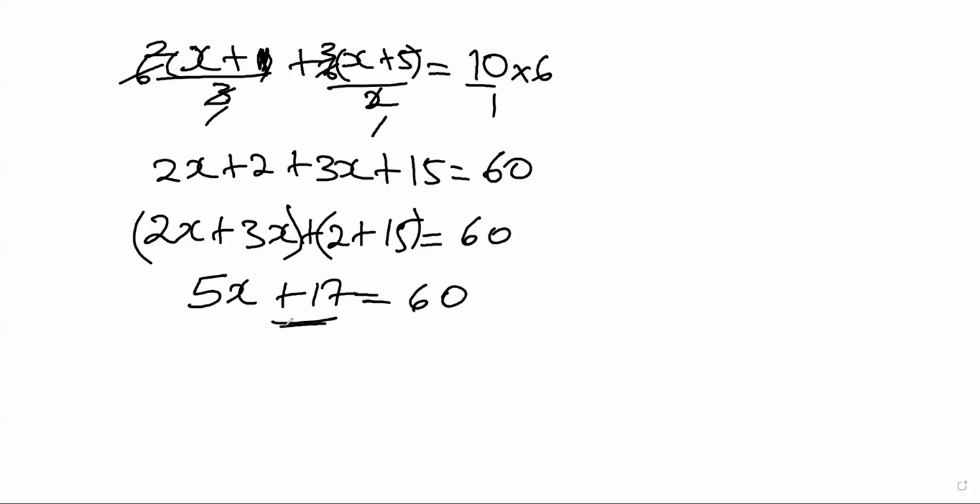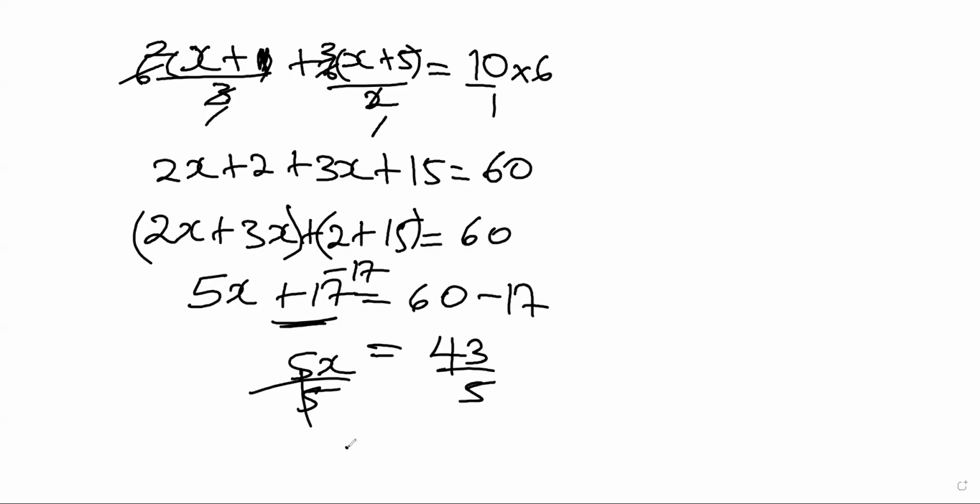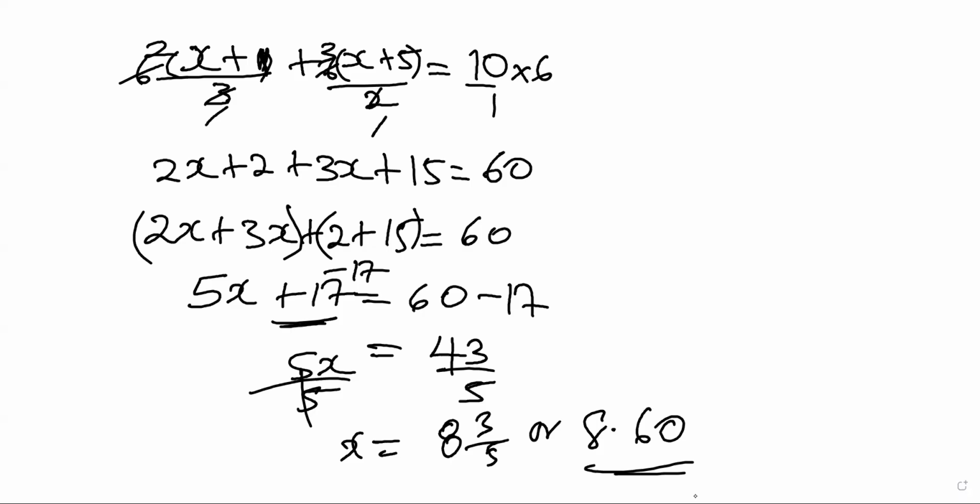So now we subtract 17 from both sides. We get 43. And then, 5 times a number gives you 43. We can divide, right? 8 times 5 is 40, and 3 over 5. Alright, that'll be 8.6. Long and tedious, but it's easy, right? It's very long.